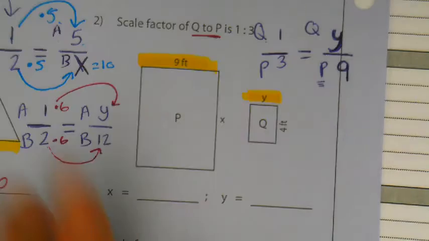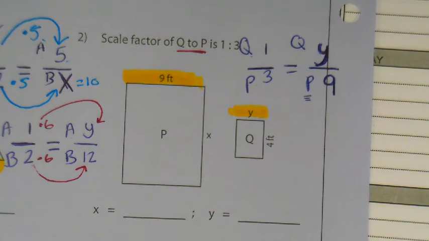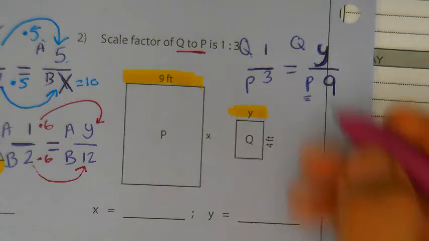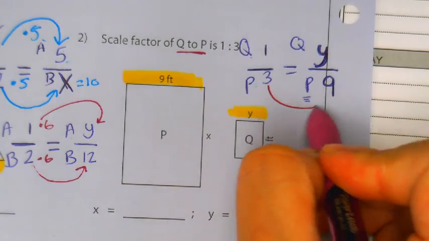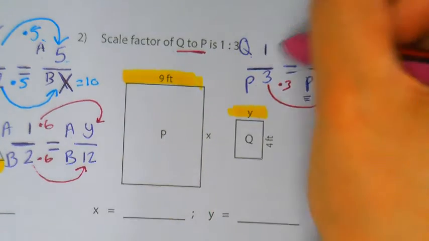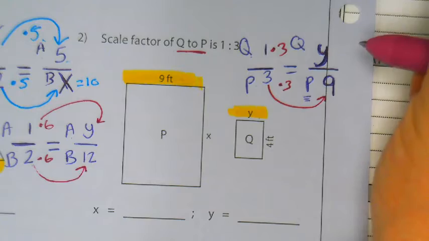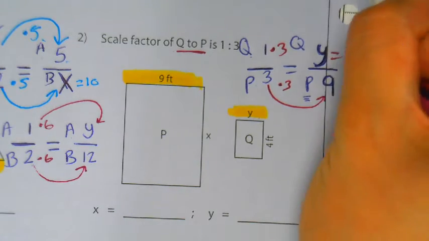Okay, what's the relationship? So focus, Diego. 3 to 9 is times 3. So 1 times 3 is 3. So Y is equal to 3.